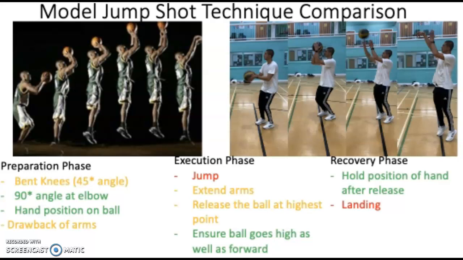Finally, the recovery phase of the perfect model shows that the performer should hold their wrist position once the ball has left their hands to make sure that there is a high level of accuracy on the shot. It also shows that the performer will land from their jump after releasing the ball. The performer does well in holding their hand position, ensuring that the accuracy of the ball is going towards the net.